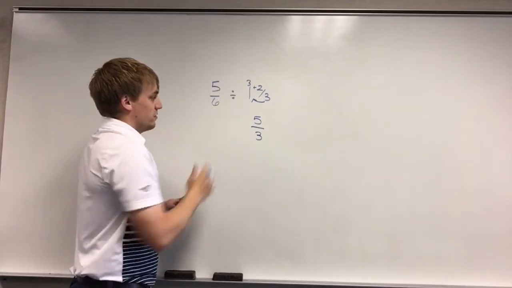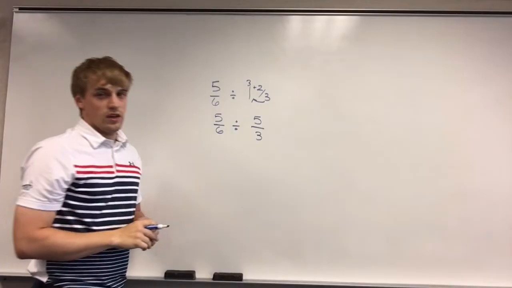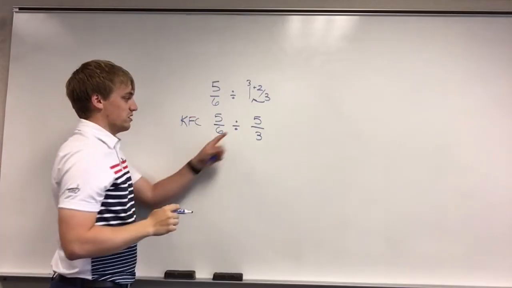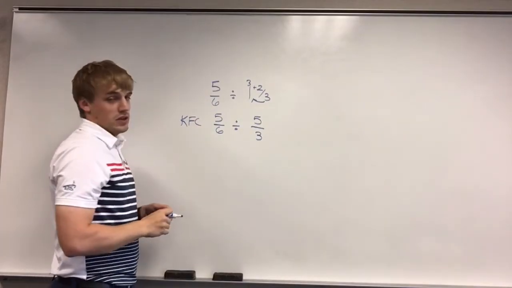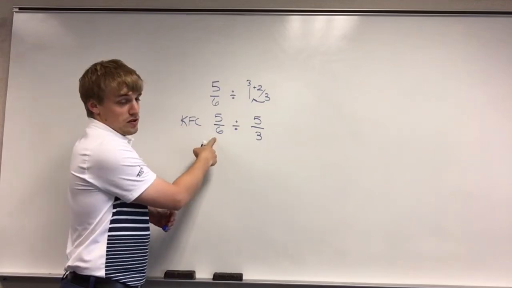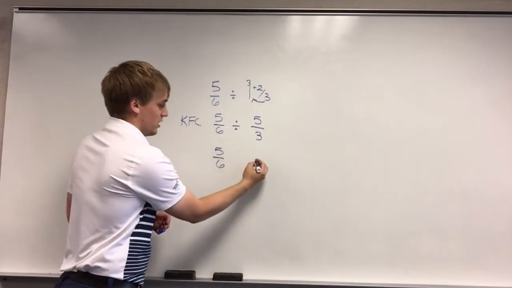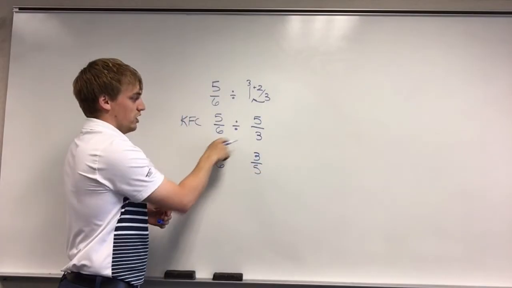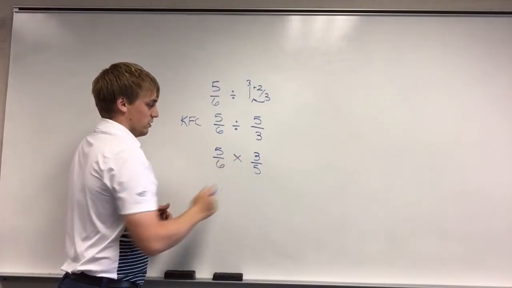We have 5/6, we bring that down, and we keep the division sign. Okay? So the next thing we do is we KFC, because this is division and we can never divide fractions, we always have to change it to a multiplication problem. So the first thing we do is we keep the first fraction, 5/6, flip the second, 3/5, and change the division sign to a multiplication sign.